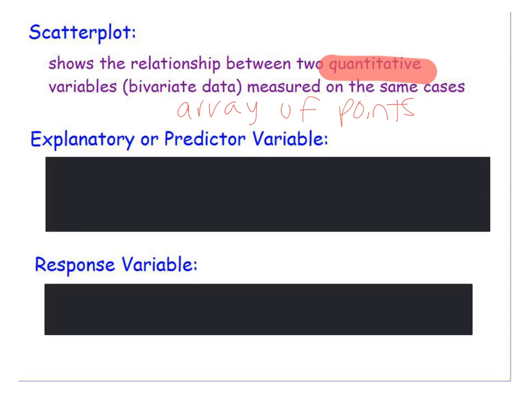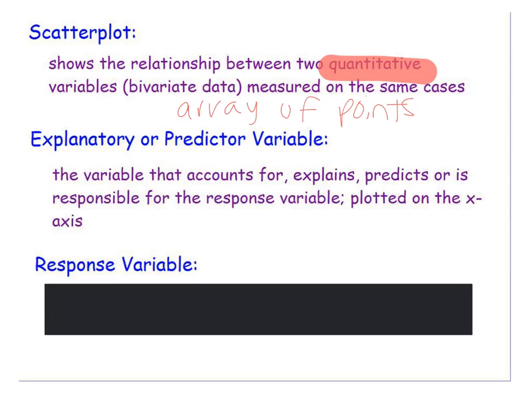Now, there's two different variables with a scatter plot. We usually think of them as the x-axis and the y-axis. Maybe you've heard the word dependent and independent, perhaps, but we have some different words that we use in statistics, and the first one is the explanatory or predictor variable. This is the variable that accounts for, explains, predicts, or is responsible for the response variable. This is the one that is always plotted on the x-axis. So this would be, from maybe the old words that you're used to, your independent variable. This is the one that doesn't get affected by other things.